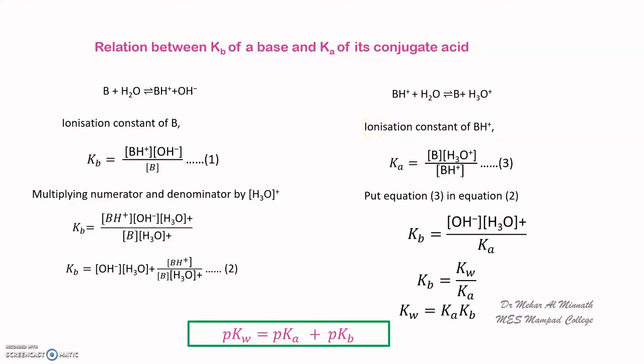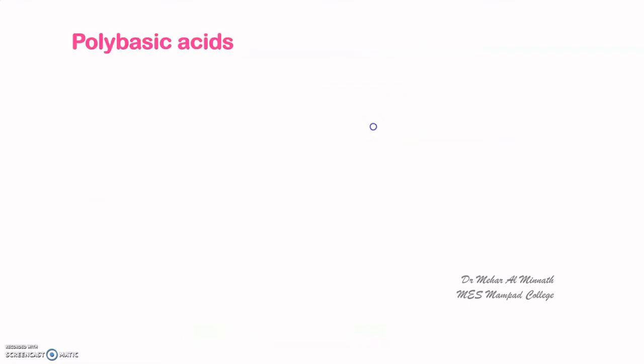So we have seen the dissociation constant of weak acids and bases. Now let us look at the dissociation constant for a polybasic acid. Polybasic acids are those acids which have more than one ionizable proton per molecule, like H2SO4, H3PO4, that is sulfuric acid, phosphoric acid, etc. They are also called polyprotic acids. If there are two ionizable protons, they are called dibasic acids, like H2SO4.